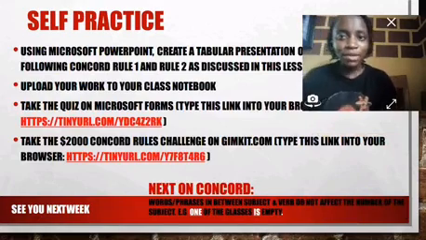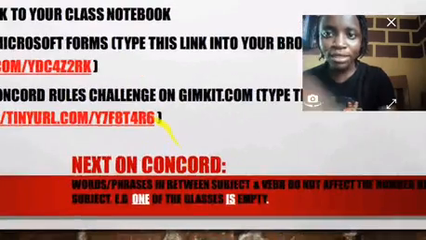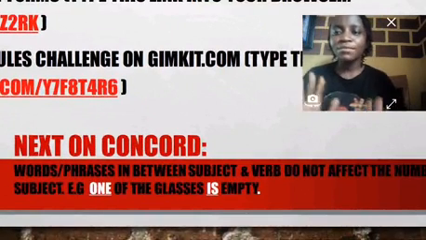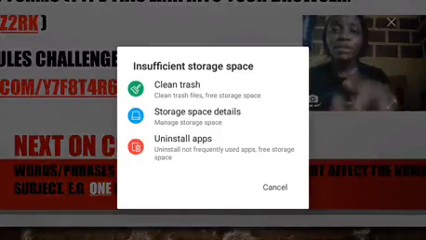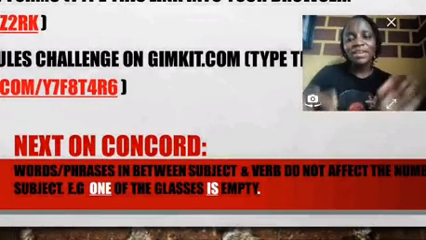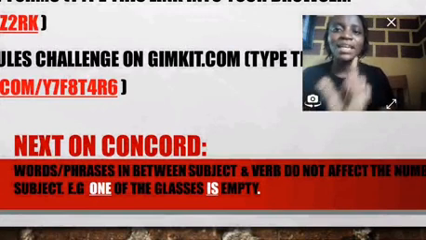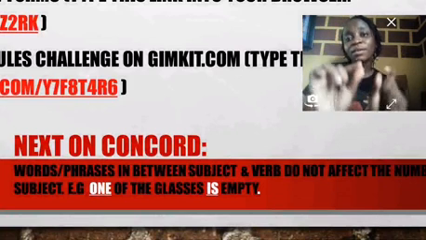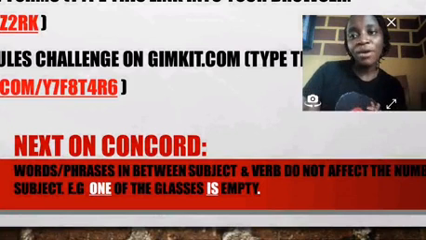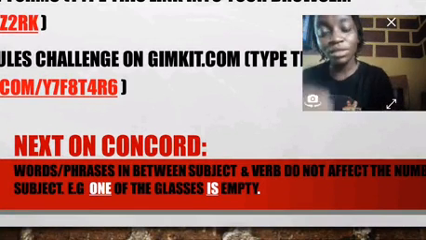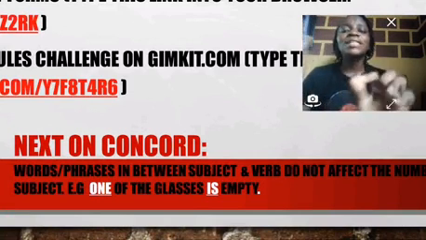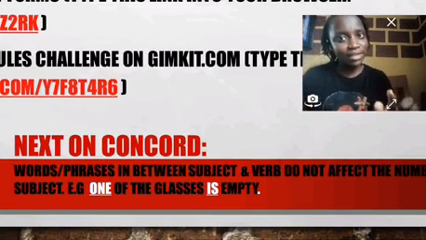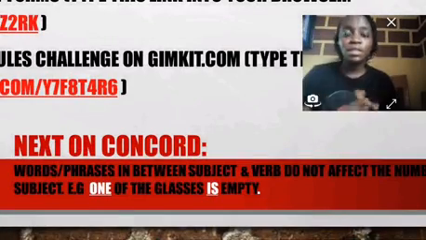For further reading, if you'd like to read ahead of the class, our next rule is words and phrases in between subject and verb do not affect the number of the subject, meaning that when you have a subject in a sentence and there are phrases in between the subject and the verb, the phrases do not determine whether the verb will be singular or plural. We are still going to be referring to the subject itself. For example, one of the glasses is empty. We're not looking at glasses, we're looking at one. Do you get the idea? So go and read further so that you'll be able to understand better in our next class.